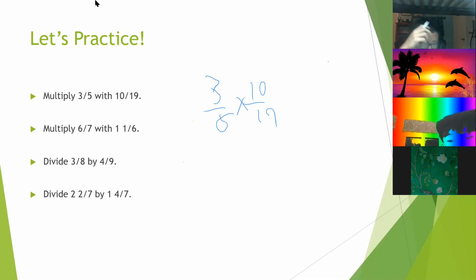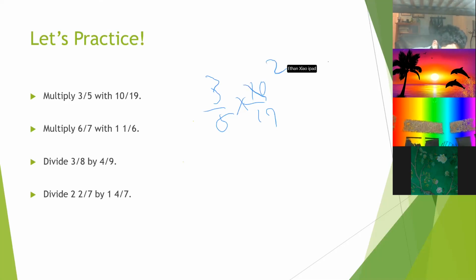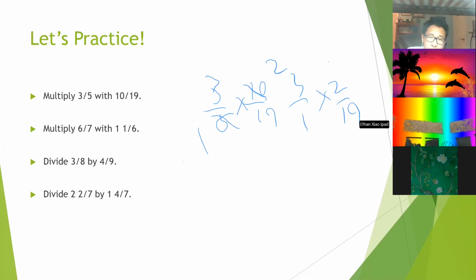The second one is 10 and 5. We know that 10 is a multiple of 5, and they both share the factor of 5. So we divide them both by 5. So this divided by 5 is 2, and this would be 1. Now we're left with 3 over 1 times 2 over 19. We just multiply the numerators together, and then we multiply the denominators together. And we get 6 over 19.